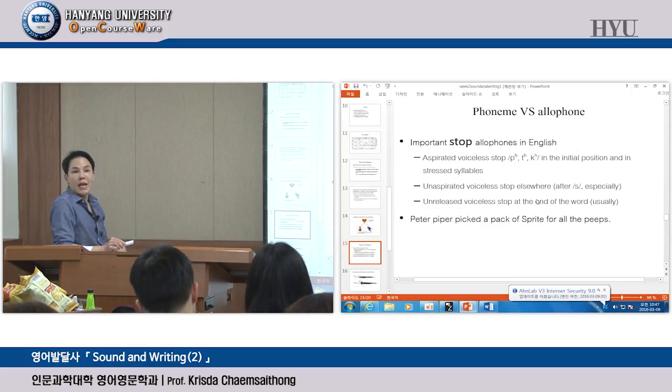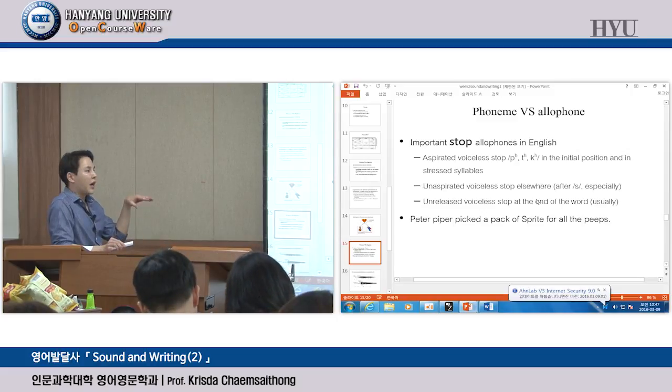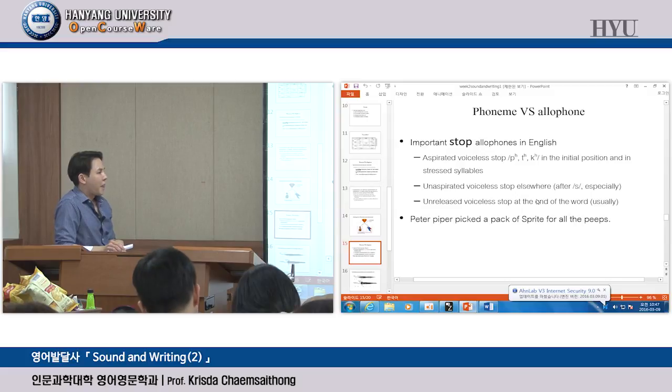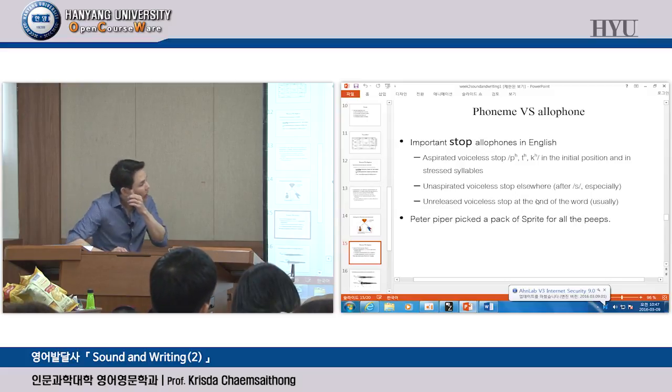So the T is unaspirated because it's not in the initial position and it's not in a stressed syllable. So Peter, like that. Piper. So the first P is aspirated, the second P unaspirated. Picked. The first P is aspirated like that. And so on.